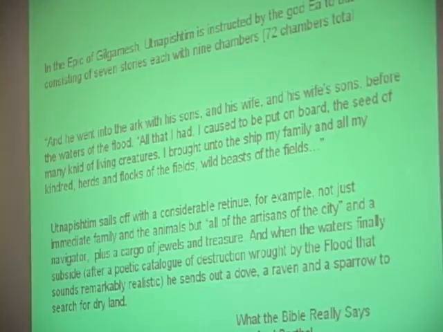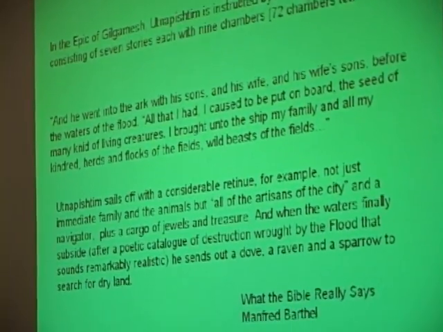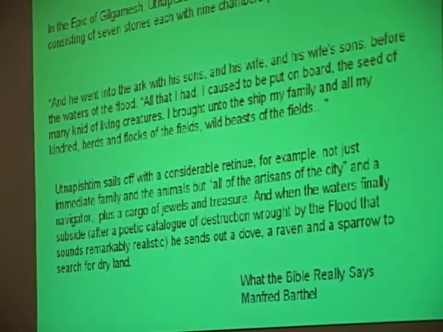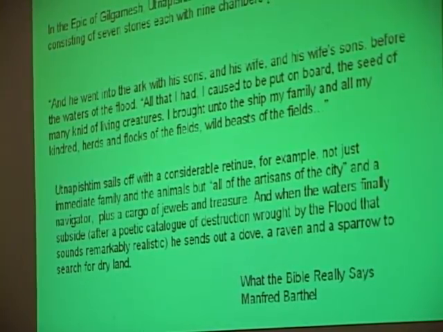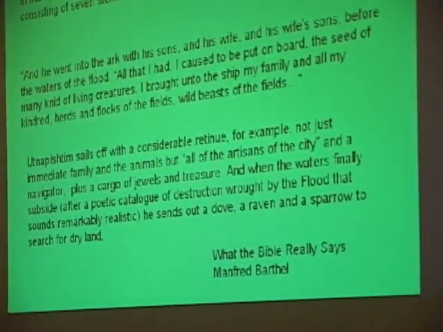Utnapishtim sails off with a considerable retinue, for example, not just the immediate family and the animals, but all the artisans of the city, and a navigator, plus a cargo of jewels and treasure. And when the waters finally subside after the poetic catalog of destruction wrought by the flood that sounds remarkably realistic, he sends out a dove, a raven, and a sparrow to search for dry land. This comment comes from a book called What the Bible Really Says, which talks about the background for a number of the stories we read in the Bible that we had no idea where they came from.